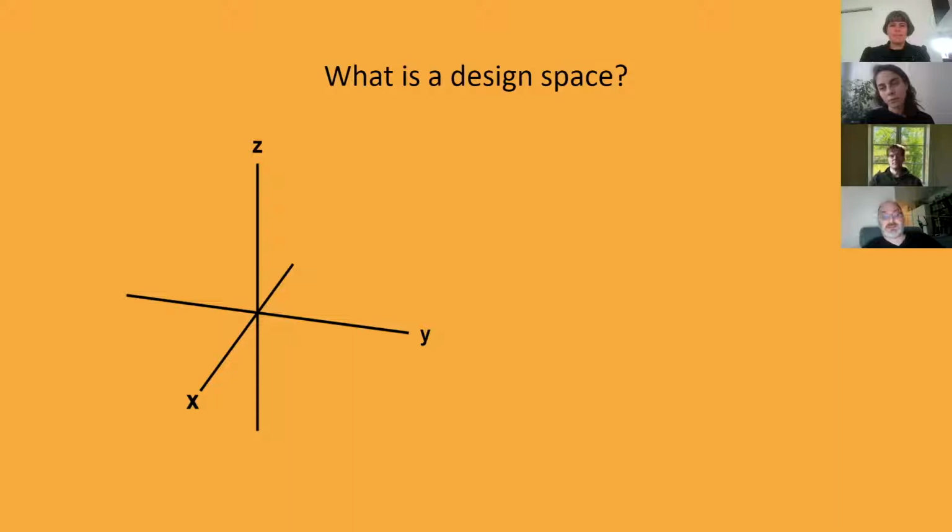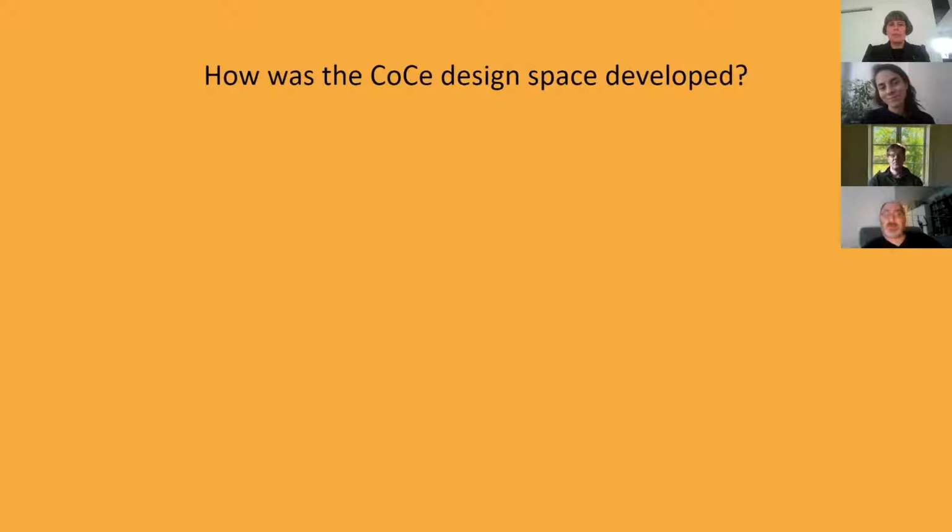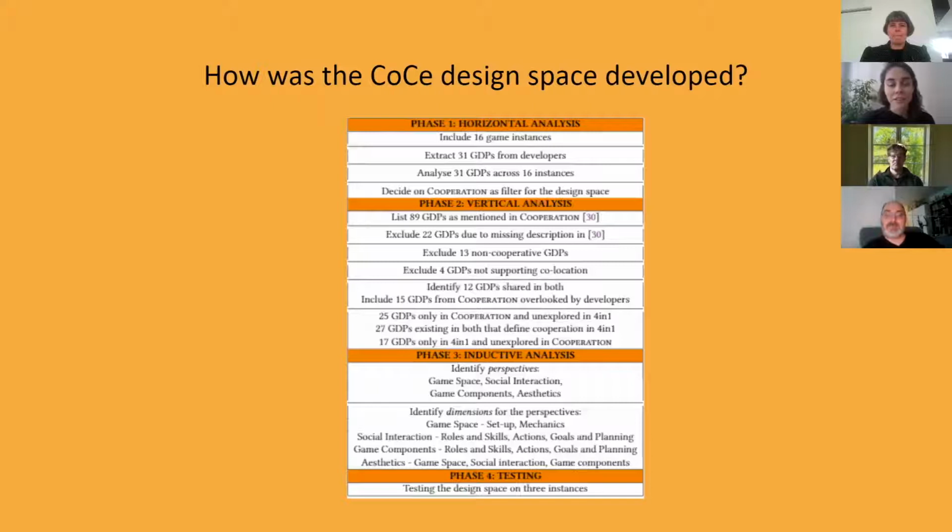Thank you. But Elif, how was the CoCe design space developed? Well, the short answer is through iterative analysis. I think the method we used in this paper was one of its strongest aspects because there is no agreement on the definition of a design space. And as Staffan pointed out, it could be used in different ways. So this study serves as an example of a mapping method to analyze the design space offered by our 4-in-1 game instances. How we developed this design space is by conducting analysis on two levels, in horizontal and vertical grounding.